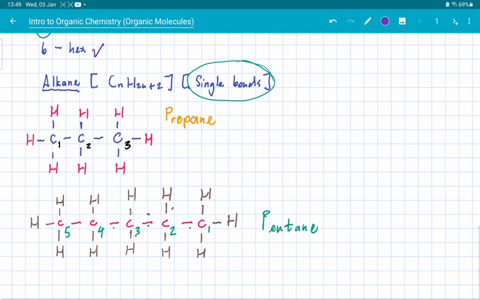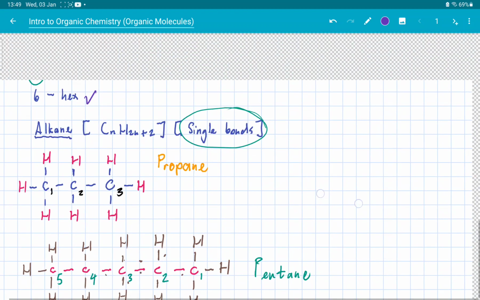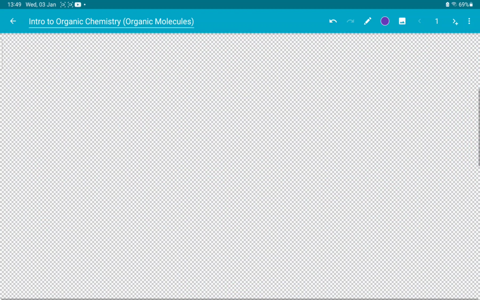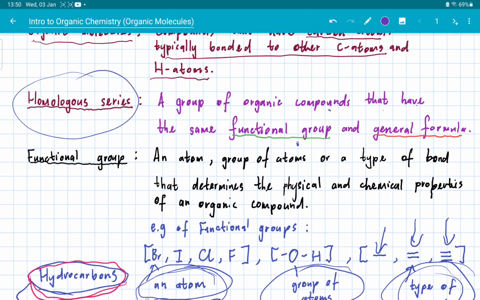Anyhow, that is the basics of organic molecules. Basically, how do we name them? We name them according to which homologous series they belong to.